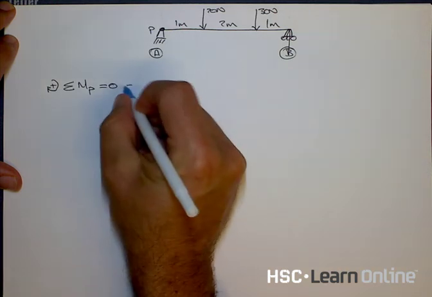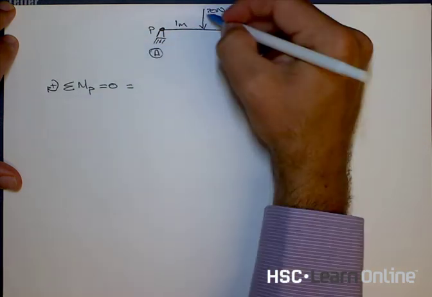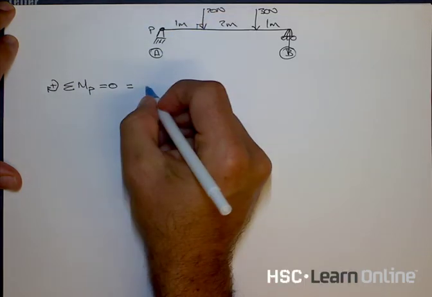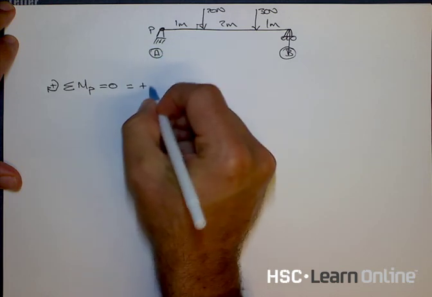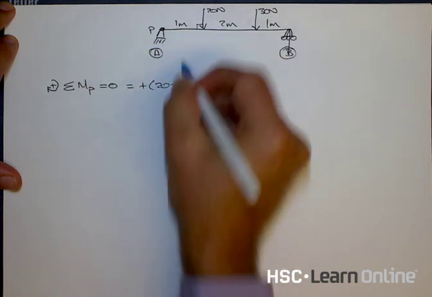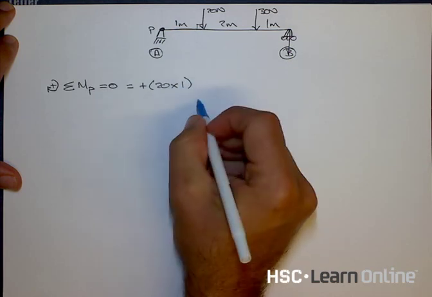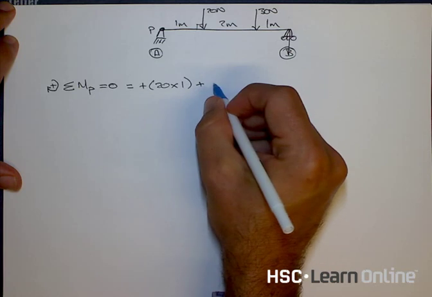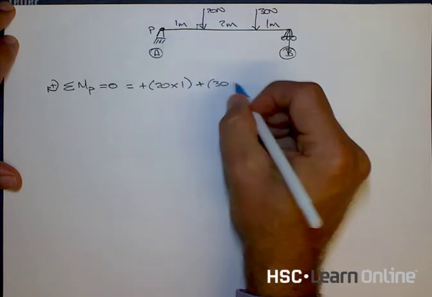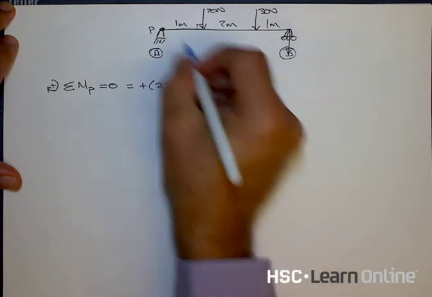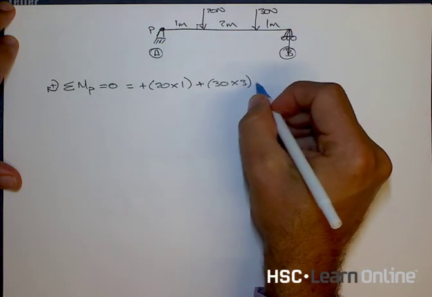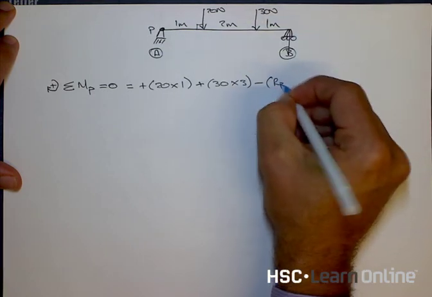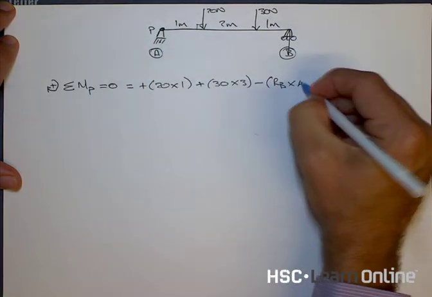And so what we do is we say that is equal to, the first moment is a force times a perpendicular distance of 1 meter. So it's downwards, so that means it's clockwise, so it's a positive of 20 multiplied by 1 meter from point P. The next one is also a positive clockwise of 30 multiplied by 3 meters. And the last one is our reaction force B, which is anti-clockwise because it's trying to keep the bridge up. So it's RB multiplied by the full length of the bridge, which is 4 meters.